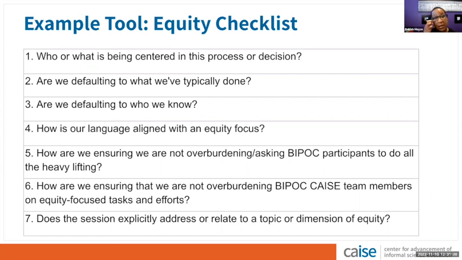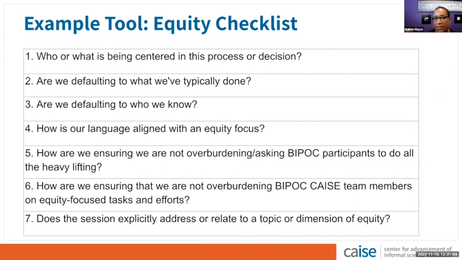From an equity perspective, our questions also included things about language. And to Cecilia's point earlier about the 2 of us co-leading this work, we wanted to be honest and transparent about asking whether we were, and to what extent we might have been, overburdening people who identify as BIPOC, whether that's staff, co-PIs, or participants at the awardee meeting, to do heavy lifting related to equity. And then also thinking about things like, do sessions in the awardee meeting explicitly address or relate to a topic.